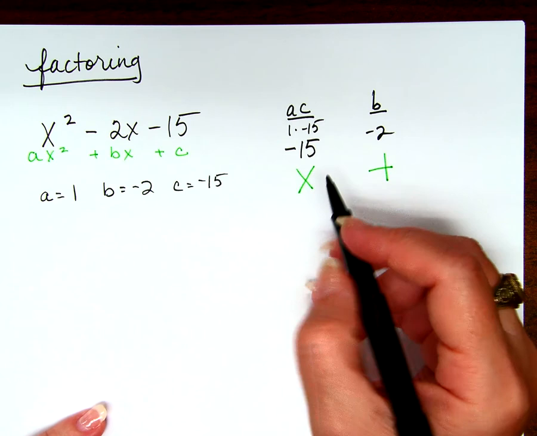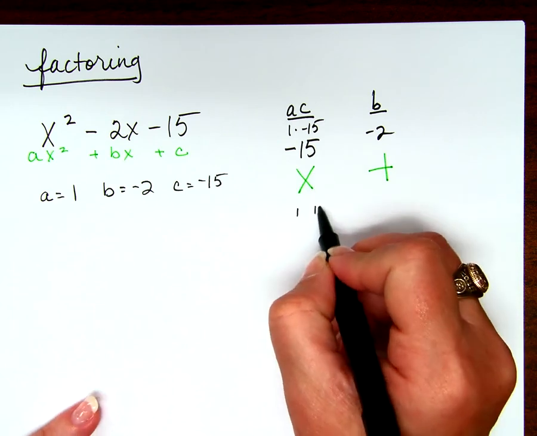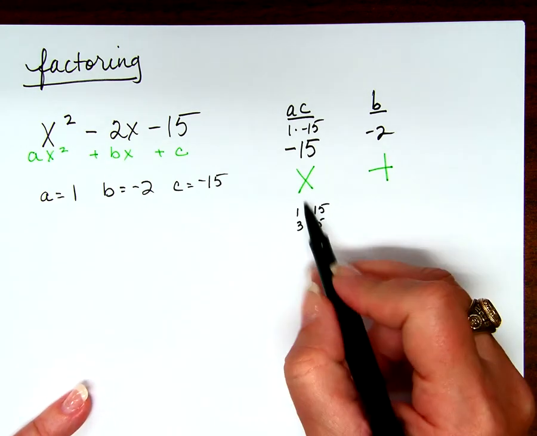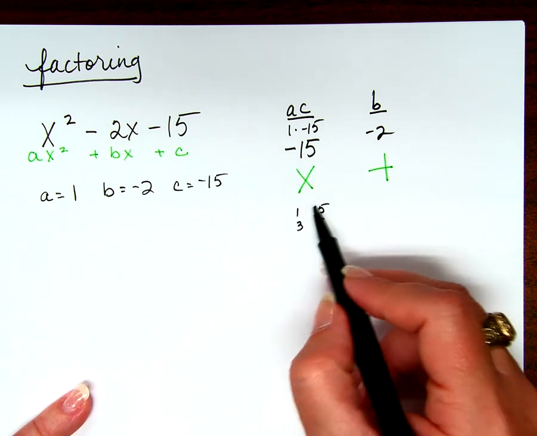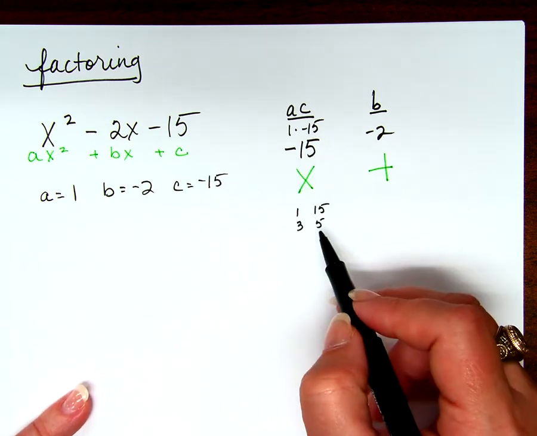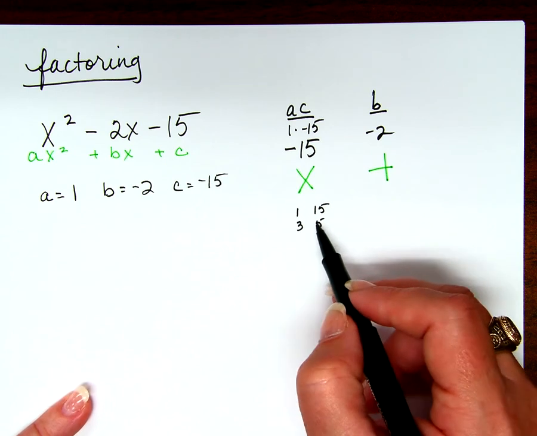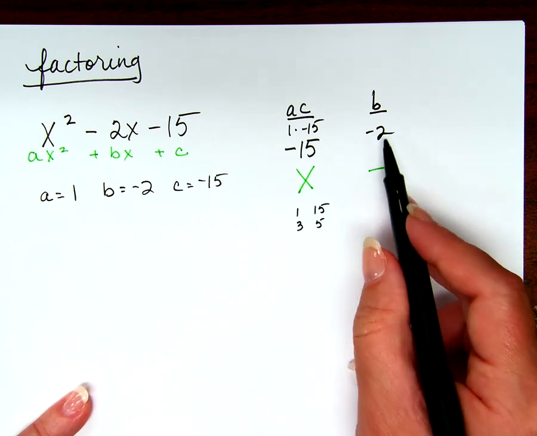Well, what two numbers multiply to be 15 to begin with? 1 and 15, 3 and 5, right? Well, you know it has to be -15, so one of the numbers has to be negative, right? Do you see any combination of either 1 and 15 or 3 and 5 that you can put a negative with to get -2?